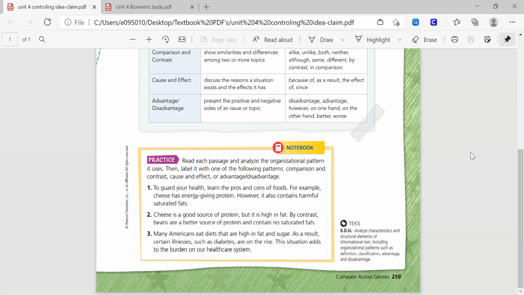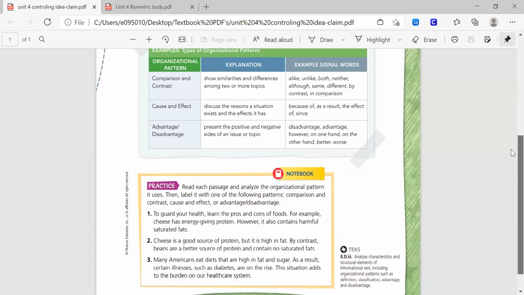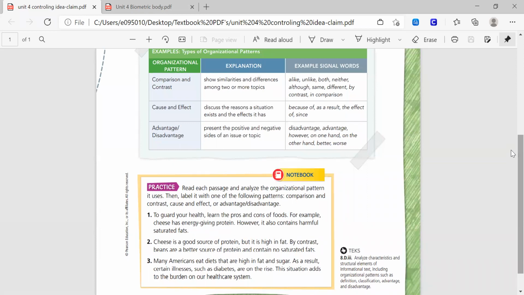So number one, to guard your health, learn the pros and cons of food. For example, cheese has energy-giving protein. However, it also contains harmful saturated fats. So which one is this? Is this going to be a compare and contrast, a cause and effect, or an advantage, disadvantage? Take a look back up at the chart and see which one number one falls into.